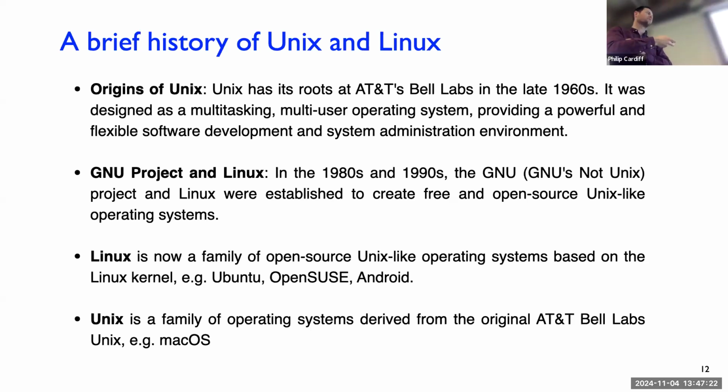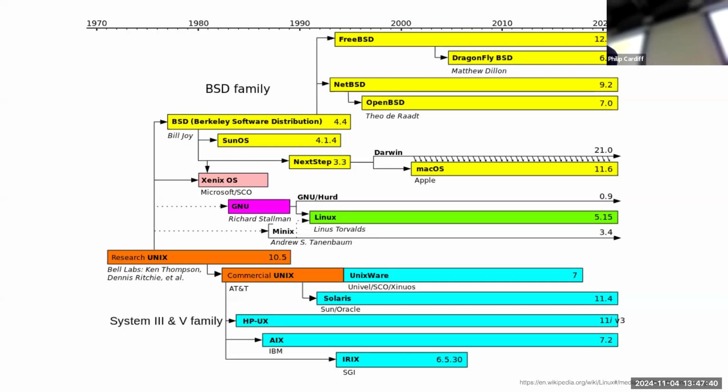So Linux now is a family of open source Unix-like operating systems. They're not technically Unix, but they follow the same terminal structure. And Unix is a family of other operating systems derived from the original Bell Labs. So Mac is actually a Unix. It has a true Unix terminal, and Linux is very similar. You can find this on Wikipedia. So this is Linux here, this original one.